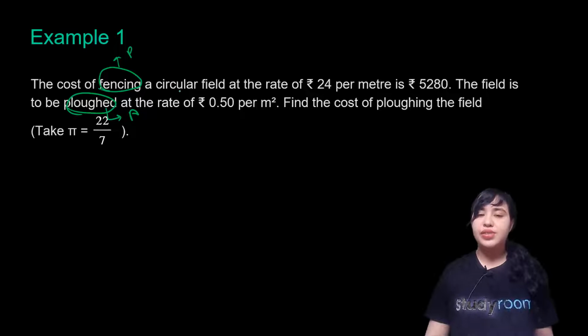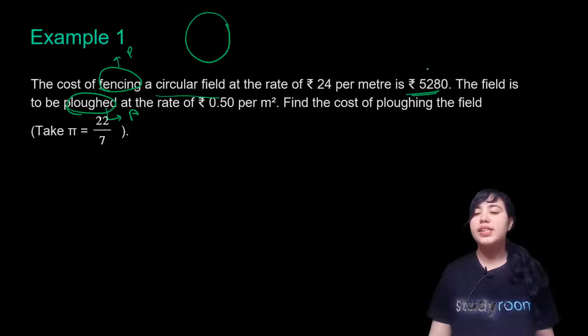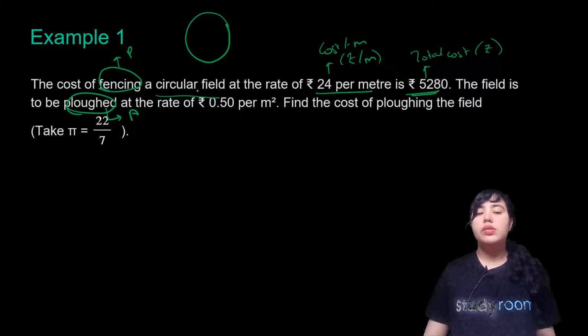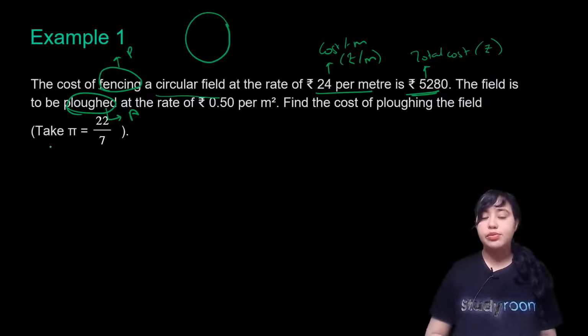So here the figure is a circle. You've been given a circular field. So the total cost of fencing is rupees 5280. So the unit of this total cost is rupees, and then you've been given the rate per meter. So this is cost per meter. So its unit will also be rupees upon meter. So I don't know the radius right now. Now fencing involves perimeter, which in case of a circle is nothing but the circumference.